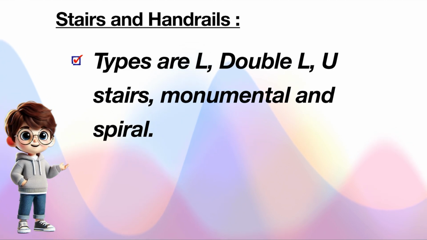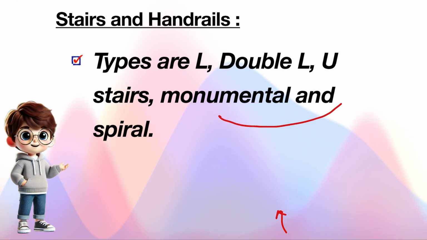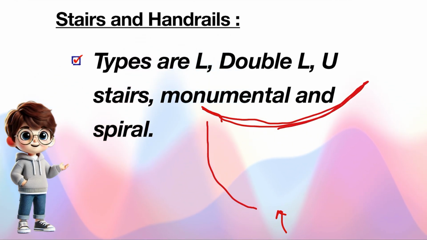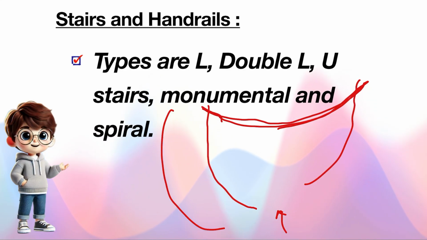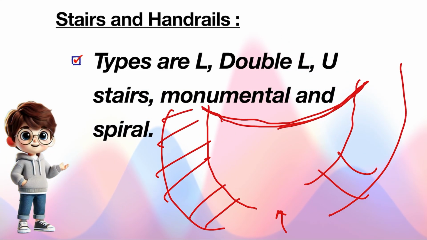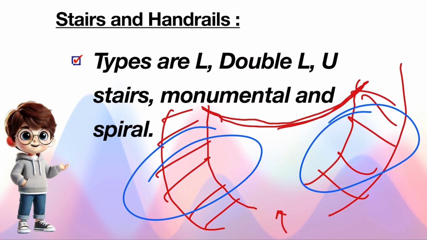And now monumental stairs. Monumental stairs means, in many movies you will see, if you just enter into the hall of a big house, and if it is a duplex house, let's say, there will be railings here, and you will have steps on this side also, and you will have steps on this side also, right, to get into that. These stairs we call monumental stairs.